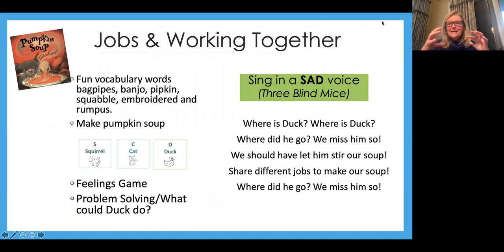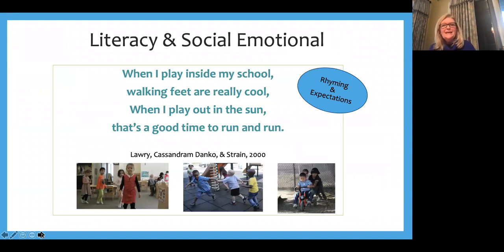So just being intentional about how we can link these areas and provide more opportunities. And again, I think that the vocabulary words in that book are so fun. And problem solving, what could Duck do? And just taking those parts of the day, when we think about walking feet, which is used a lot, how can I work in opportunities to practice what the expectation is, which would be that social emotional piece, as well as some of those literacy type skills.